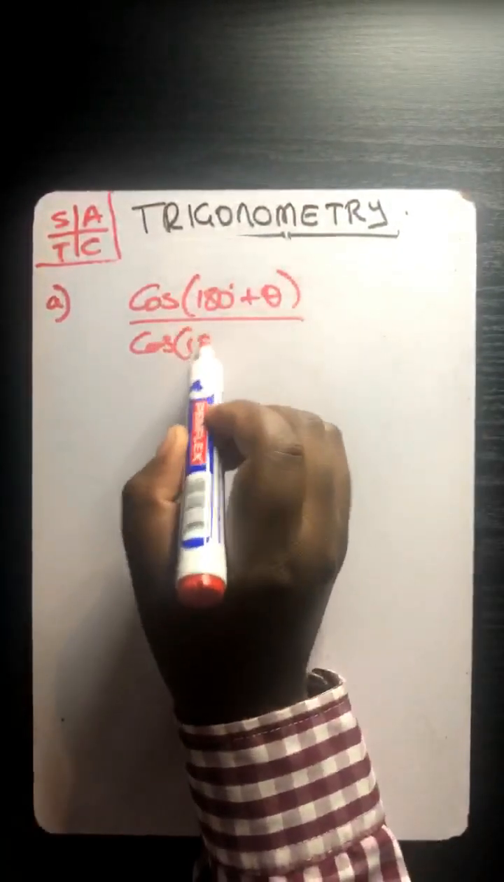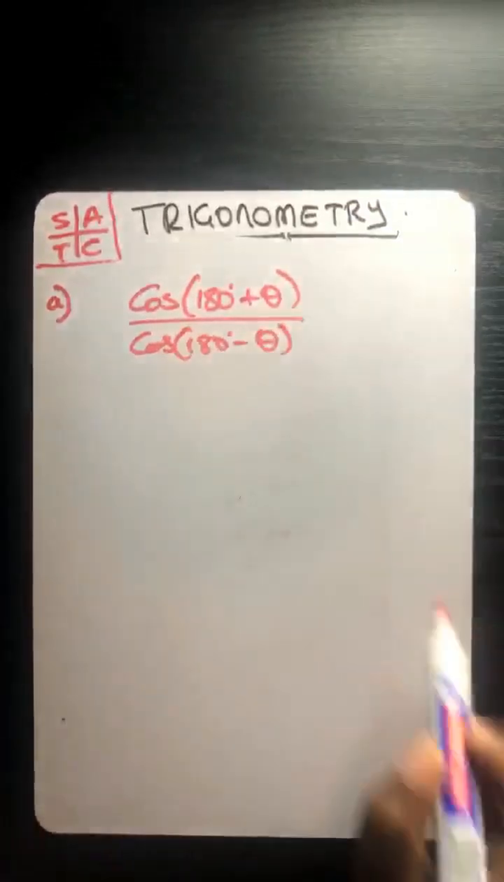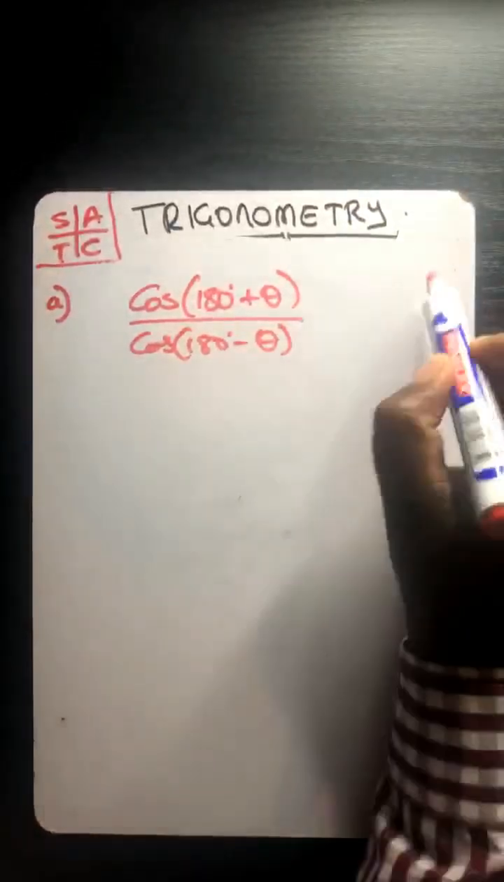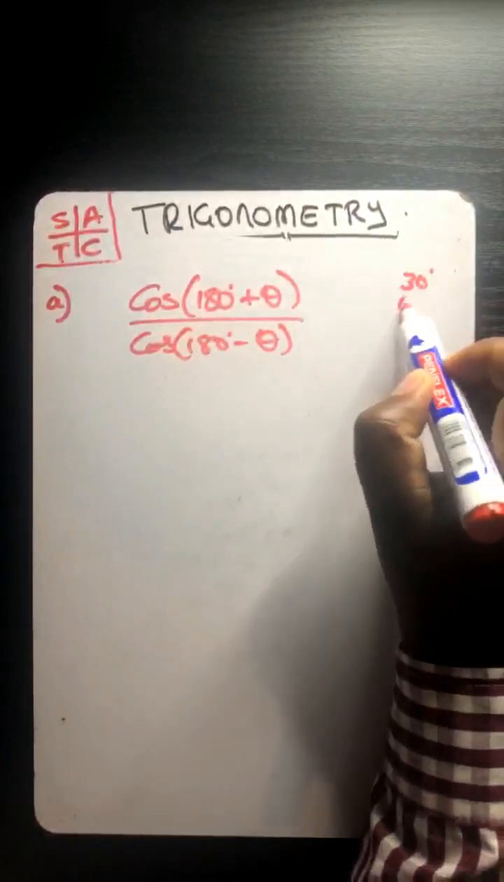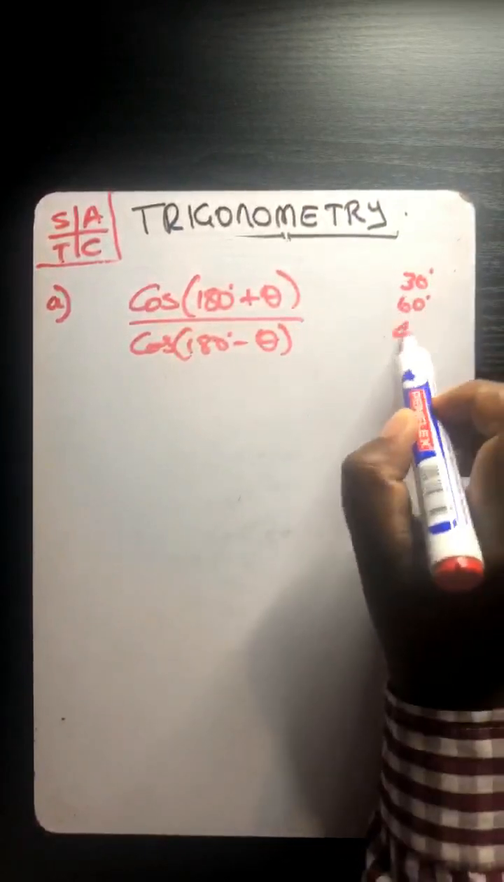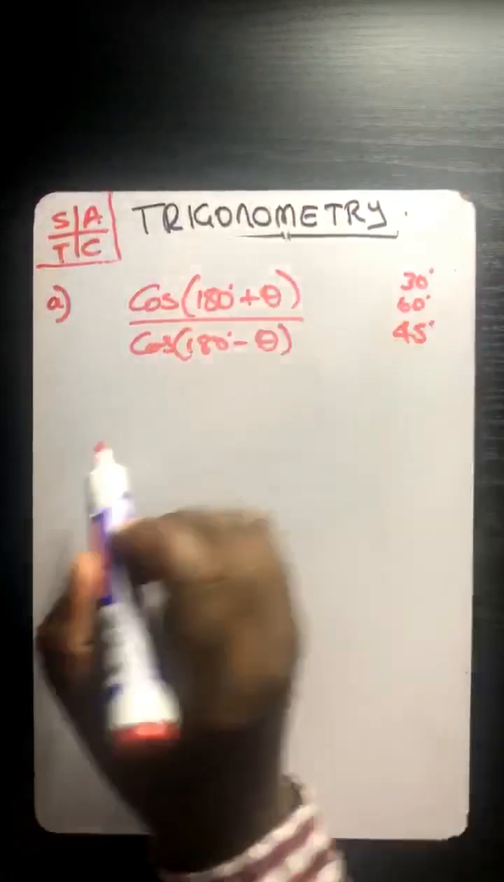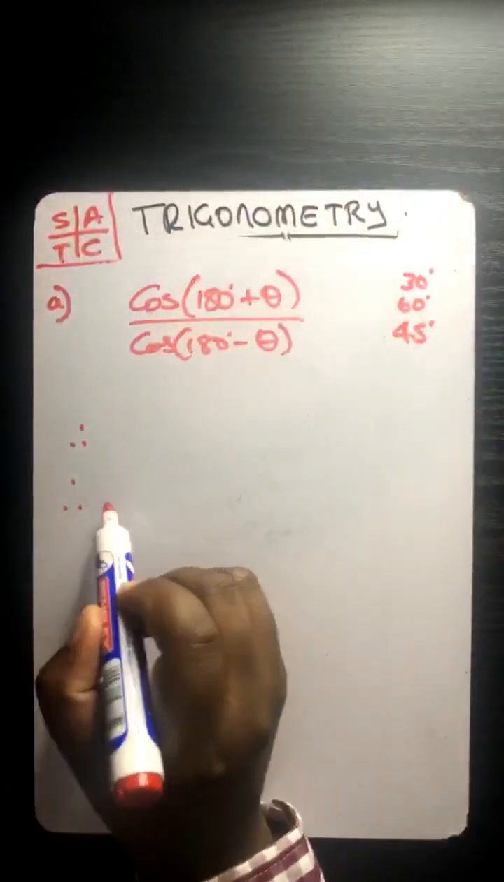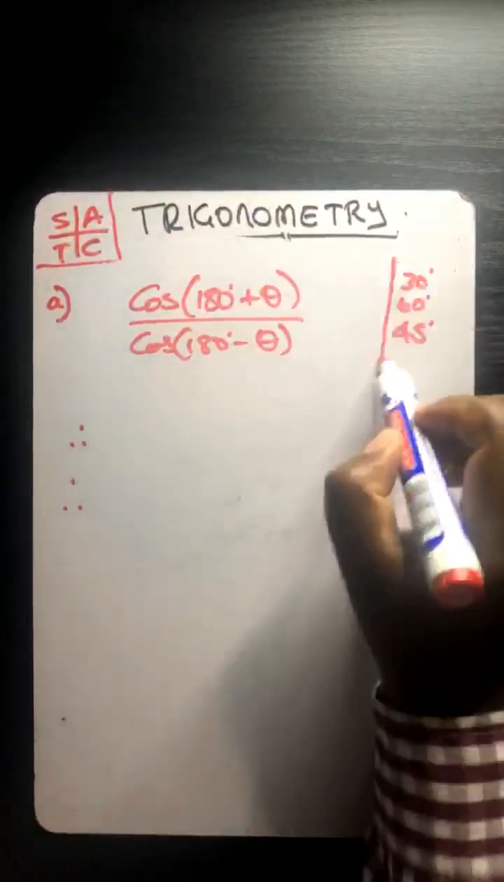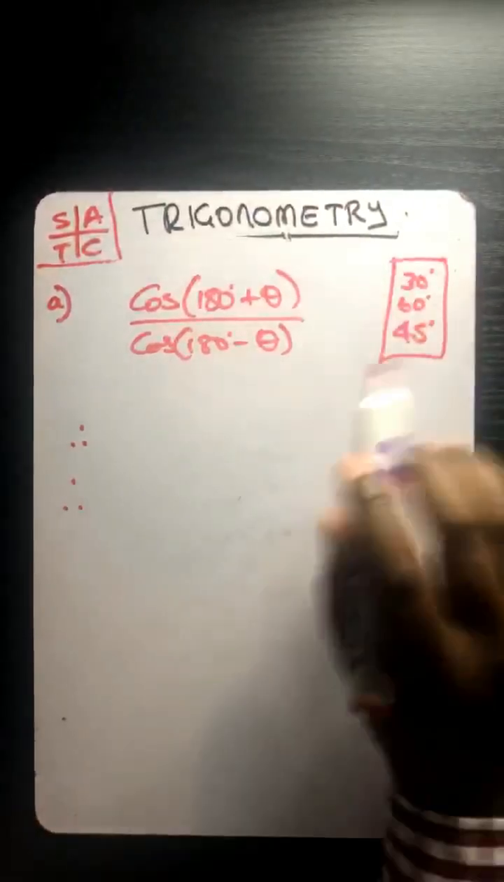Cos of 180 degrees minus that. So just to clear that, learners, when I say use 30 or 60, you can still use 45. You can use any number. This is for us just to prove if our steps are correct. This one has got nothing to do with anything else.